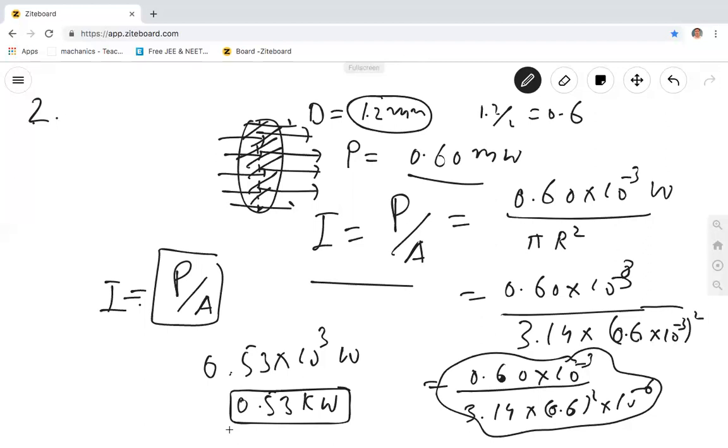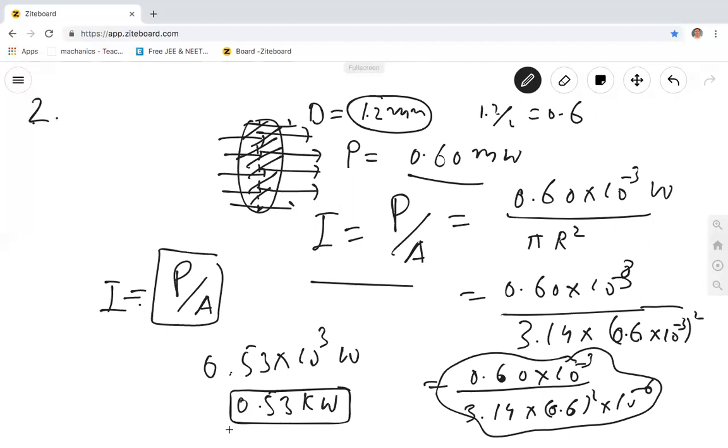Part B. What is that? It says, at what distance does a 160 watt light bulb have the same average intensity as found for the laser in part A? Assume that only 5% of the power is converted into light.